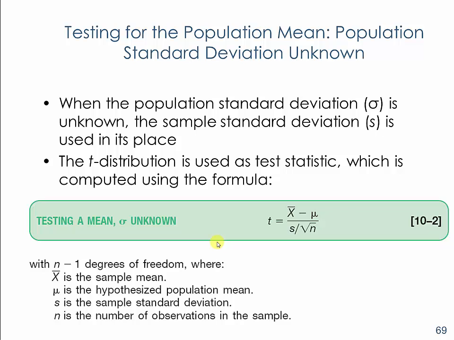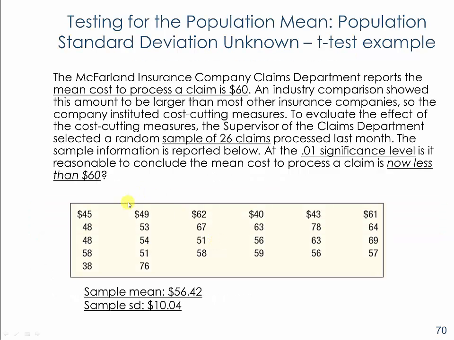The next scenario we're going to go over is about insurance. So you can read this here, but essentially the insurance company reports that the mean cost to process a claim is $60. And industry comparison shows that to be larger than most other insurance companies, so the company is trying some cost-cutting measures. To evaluate the effect of the cost-cutting measures, the supervisor of the claims department selected a random sample of 26 claims processed last month. The sample information is reported below.